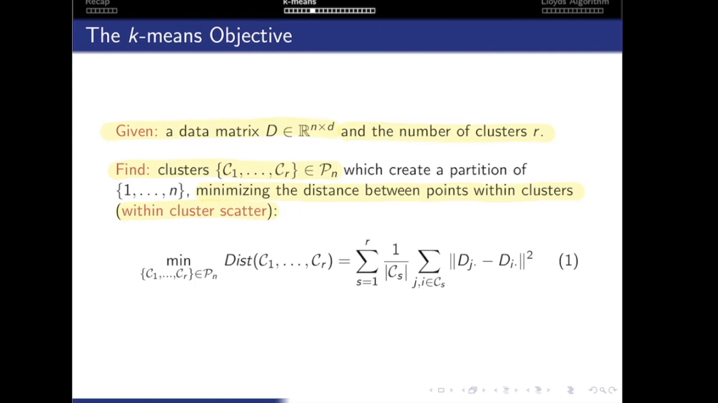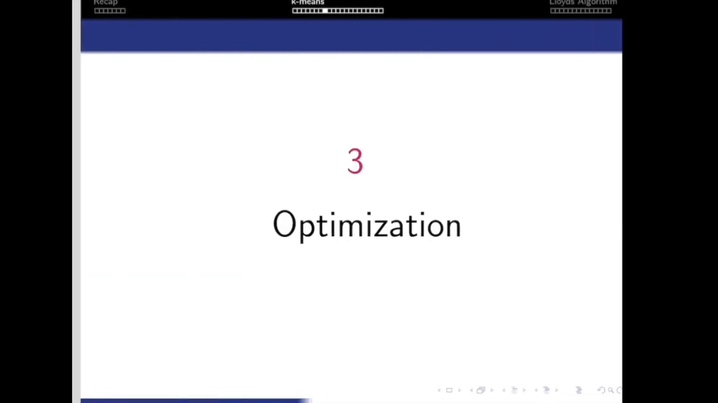So the objective here is to minimize over all these partitions the distance function, and the distance function is given here. This part is what we had before. This is the average distance of points within one cluster, and here we now sum over all clusters. Okay, so this is the k-means objective.